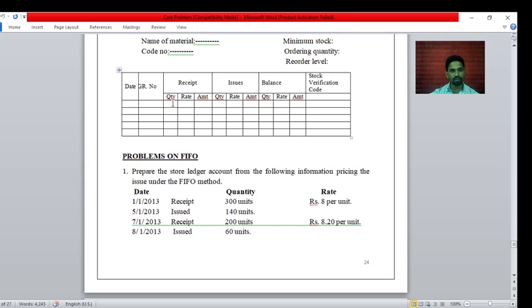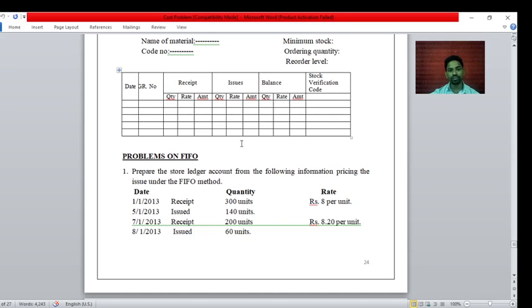In the receipts column, how many quantities are they purchasing? 300 quantity at the rate of 8 per unit. Make it the total amount, so the amount will be 2400. 8 into 300 is 2400. In the issue column, make it a dash. On 1st January 2013, there is no issue, nothing transferred to the manufacturing group. So as it is, this 300 will be the balance, 300 at the rate of 8, amount 2400.